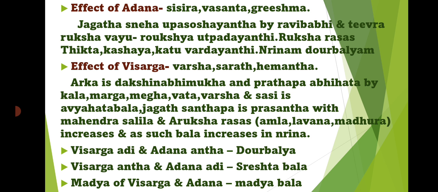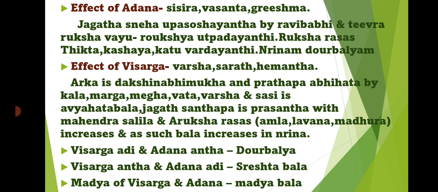Avyahata Bala, Shashi. Jagat Santapa is Prashanta with Mahendra Salila: the earth is relieved of its heat by the rainwaters. Therefore Aruksha Rasas such as Amla, Lavana and Madhura are increased in Visarga Kala, and as such Bala increases in men. Bala is increased in Visarga Kala and weakened in Adana Kala.